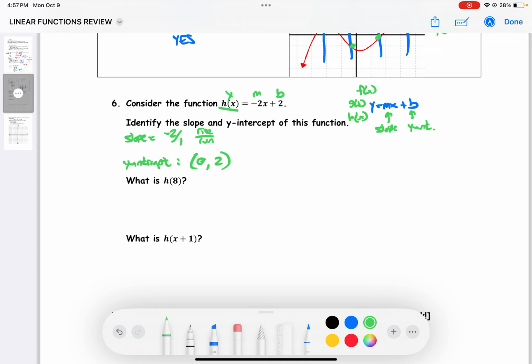What is h of 8? Right, so this is h of x. So if I want to know h of 8, all that means is I have to plug in an 8 every time I see an x, right? What is the output when the input is 8? So I would define h of 8 as -2 times, there's x, so I would just put in 8, plus 2. -2 times 8 is -16, and -16 plus 2 is -14. So h of 8 would be -14. If you want a coordinate, that'd be (8, -14). That's my input, and that's my output.